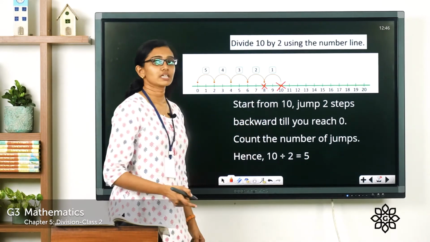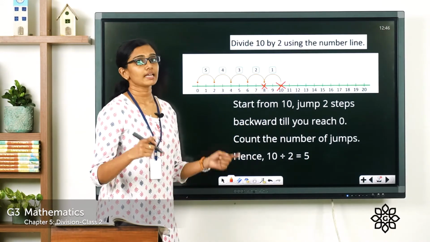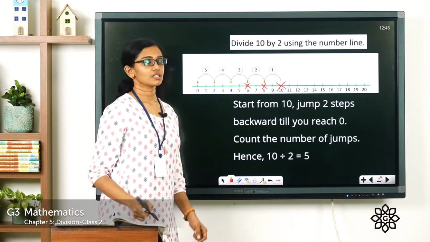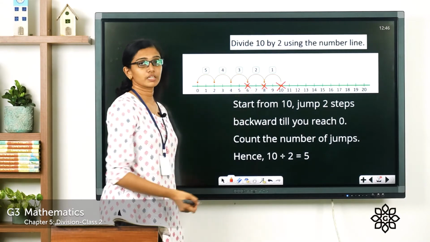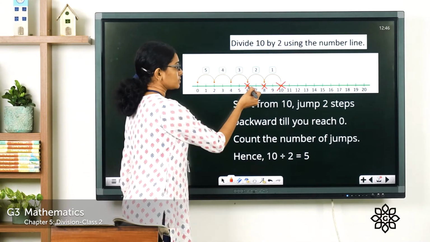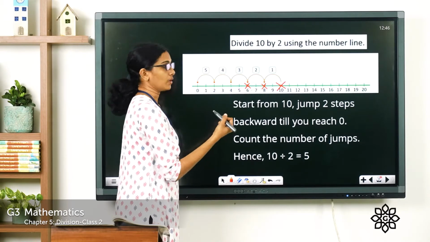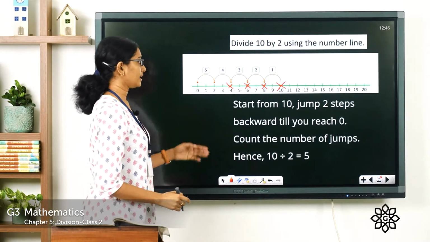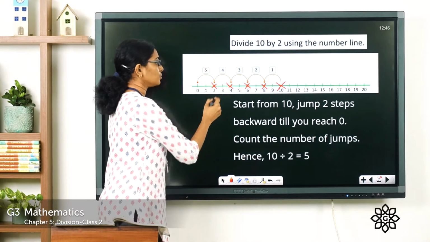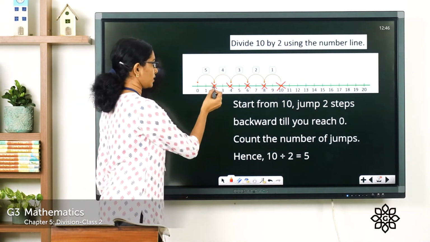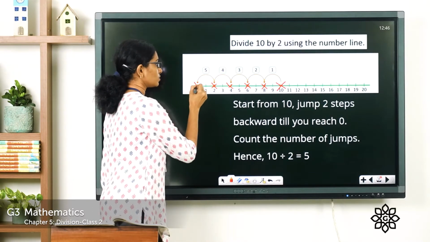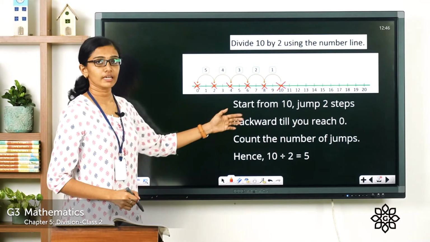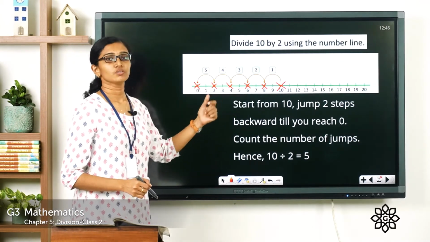So standing at 8, you jump 2 steps again backward. So that is 1, 2. You land on 6. Let's continue. So right now you have completed 2 jumps, right? So from 6, you jump 2 steps backward. So 1, 2. You land on 4. Then again 1, 2. You land on 2. Then 1, 2. So see, there you have reached point 0. So you have continued the jumping backwards until you reached 0.